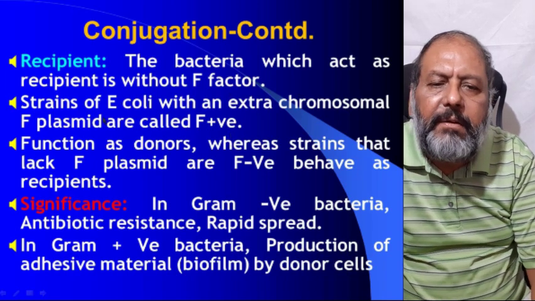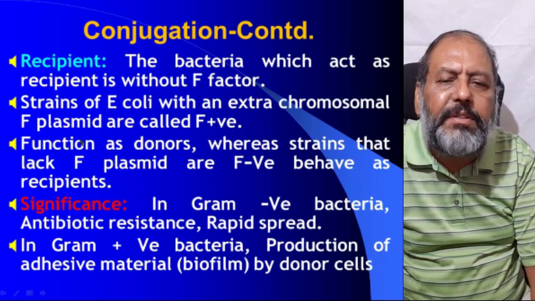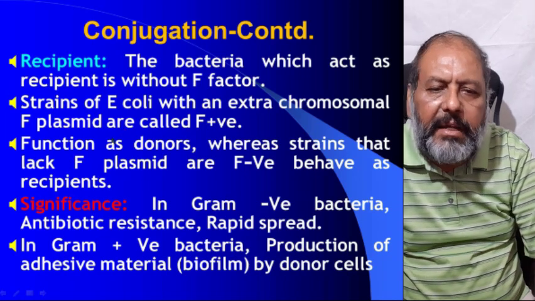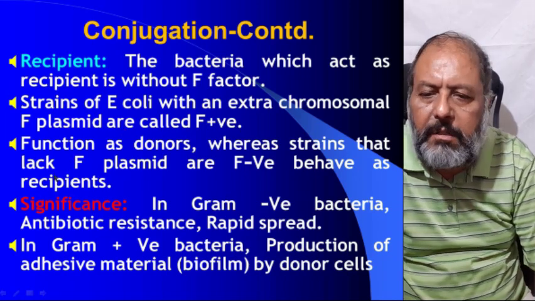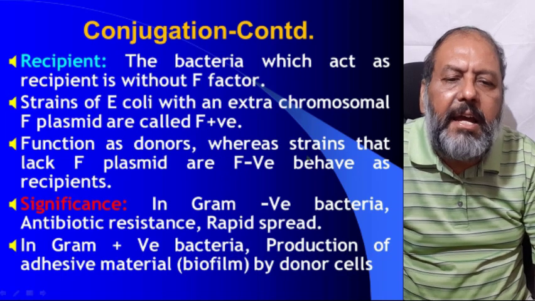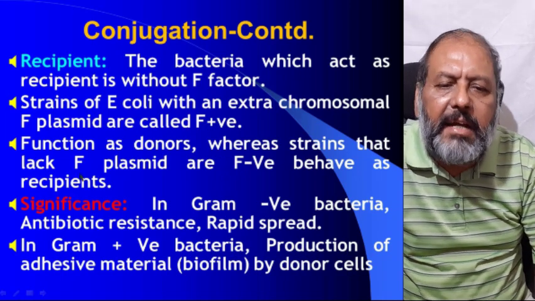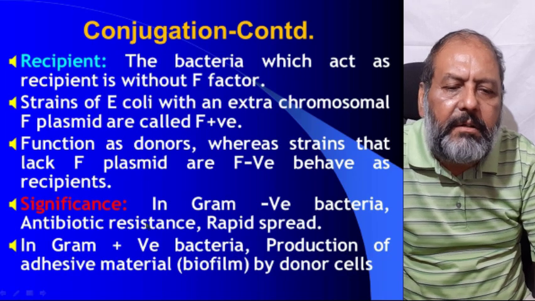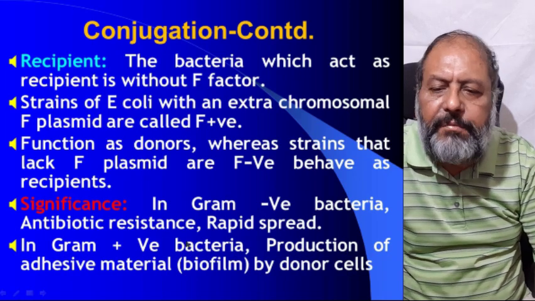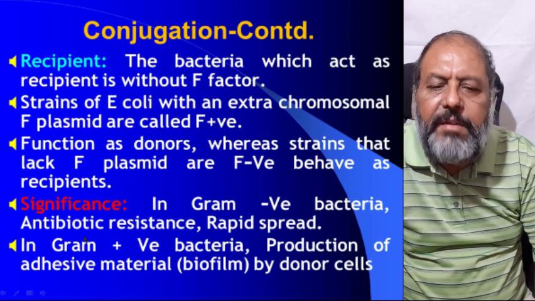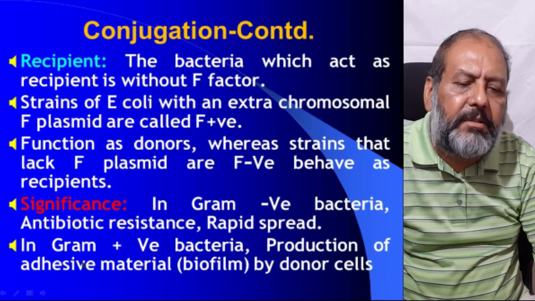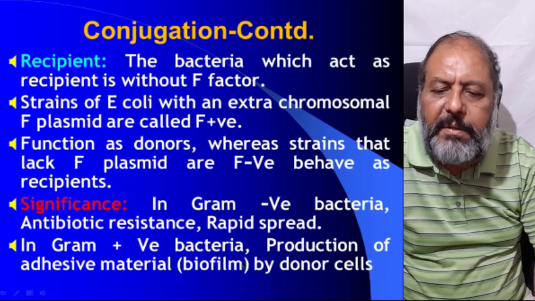So the recipient is the bacterium without the F factor. Strains of E. coli with an extra chromosomal F plasmid are called F positive. They function as donors, whereas strains that lack F plasmids are F negative. They behave as recipients. Significance: in gram-negative bacteria, antibiotic resistance is causing rapid spread.